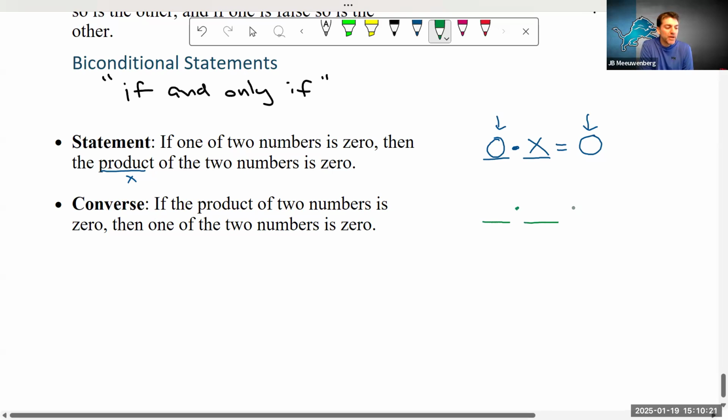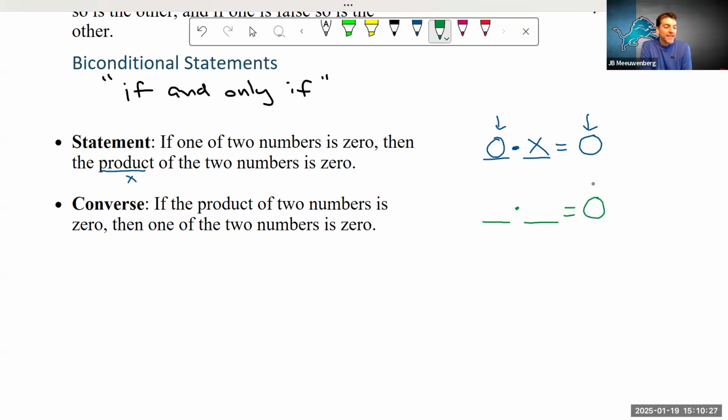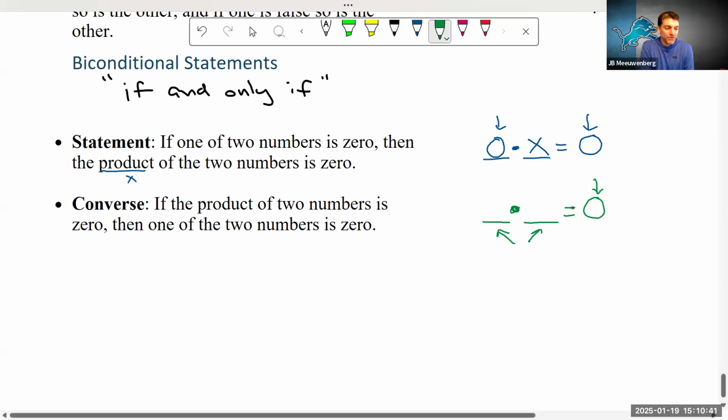If the product of two numbers is 0, then one of the two numbers is 0. So imagine multiplying two numbers together. We don't know what they are. All we know is that the result of that multiplication is 0. Can we conclude that one of these numbers has to be 0? Is there any other way to multiply two numbers together and get 0, unless one of them is 0? Yeah. If the product of two numbers is 0, then one of those numbers has to be 0. So you can see here that the original statement is true and the converse is true.